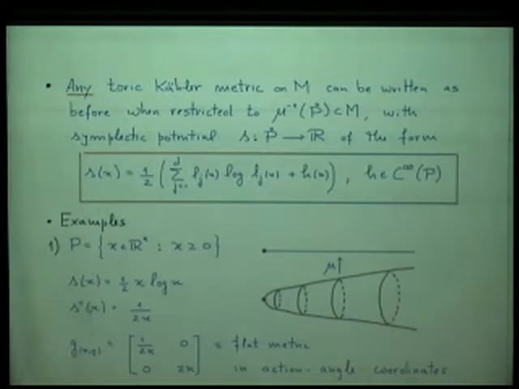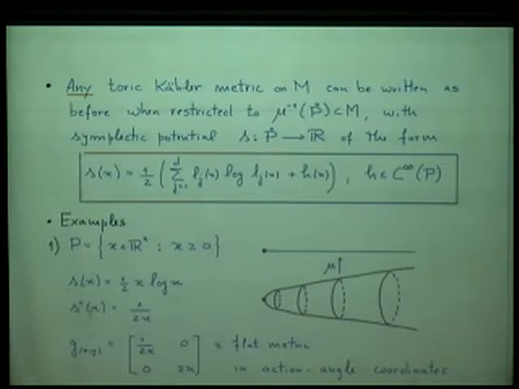And then you can add to it any smooth function on the closed polytope, or the closed image of the moment map, so that the Hessian of this thing is still positive definite, so that you are in that setting. So this is a way of parameterizing these things. So let me, here is a simplest example, let's say.